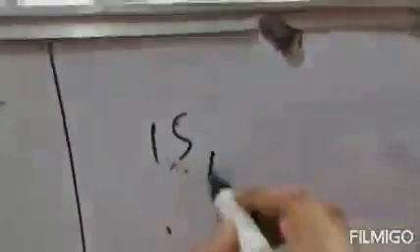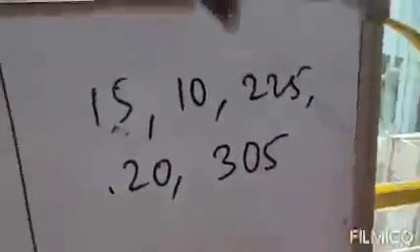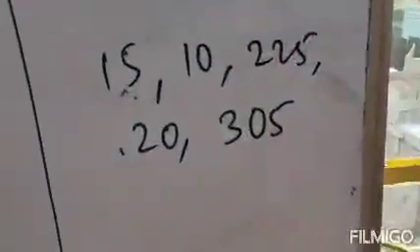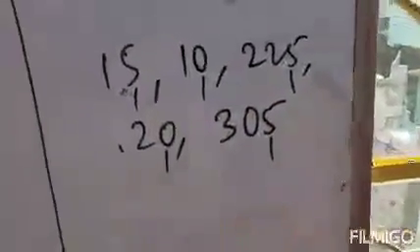Clear? Let's take numbers like 15, 10, 225, 20, 305. All are divisible by 5 because their unit digit is either 5 or 0. Unit digit is 5, 0, 5, 5, 0. That means if the unit digit is 5 or 0, that number is divisible by 5. This is the divisibility rule of 5.